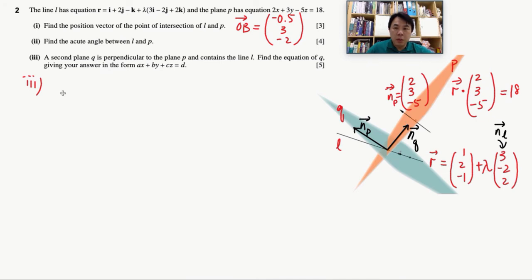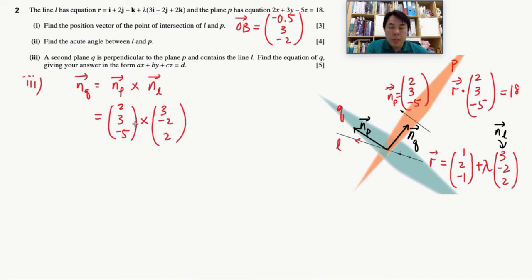How do we obtain the normal to plane Q? The normal to plane Q should be obtained from the cross product or vector product between the direction of line L and the normal to plane P here. That would give us NP cross product with the direction vector of line L. From here, our NP is given as (2, 3, -5). So we need to cross that with the direction vector here, which is (3, -2, 2).